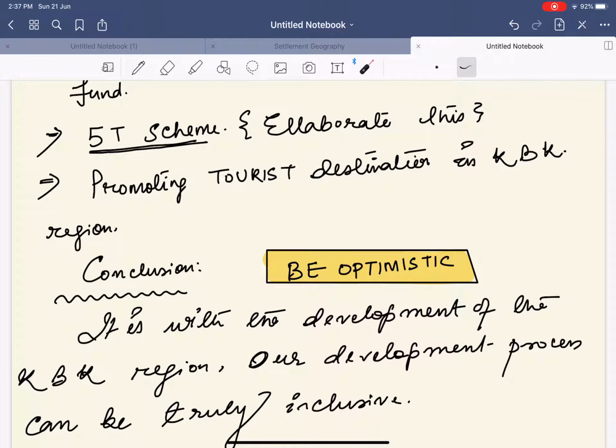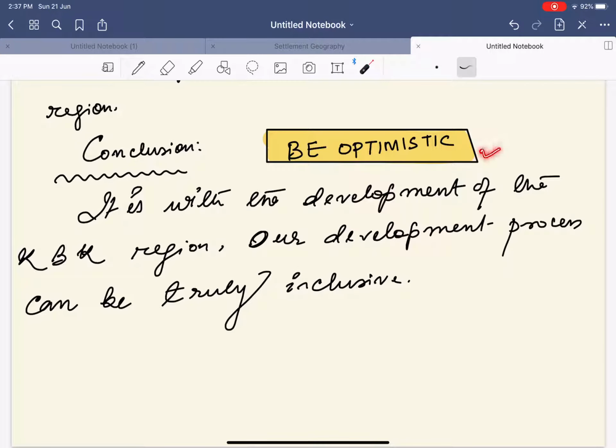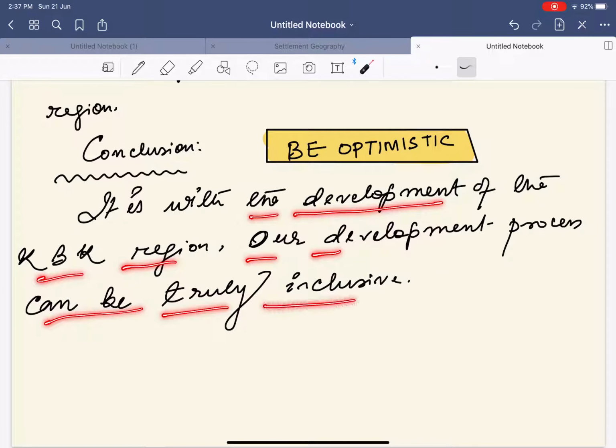Next, conclusion. Every time in the conclusion, we need to be optimistic. It is with the development of the KBK region that our development process can be truly inclusive.